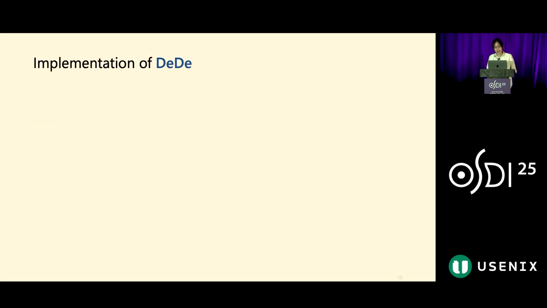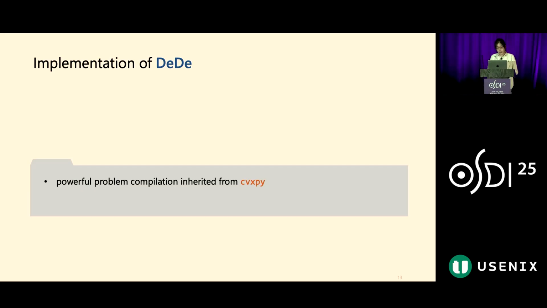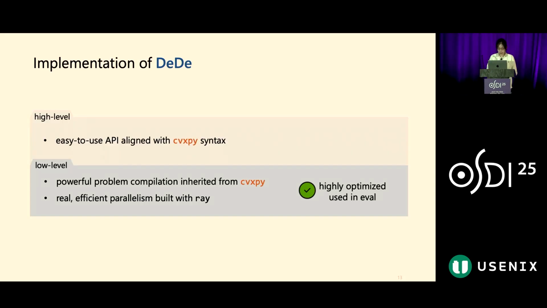With the DeDe design, our next step is to implement DeDe for real use. DeDe builds on CVXPY, which is a Python-based modeling language for convex optimization. DeDe leverages its powerful problem compilation. DeDe also achieves its efficient parallelism based on the Ray library. This low-level framework is highly optimized and used in all our evaluation. At the same time, we also build an easy-to-use API aligned with CVXPY syntax. The performance enhancement of these high-level APIs is underway in order to support more complex problem formulations.